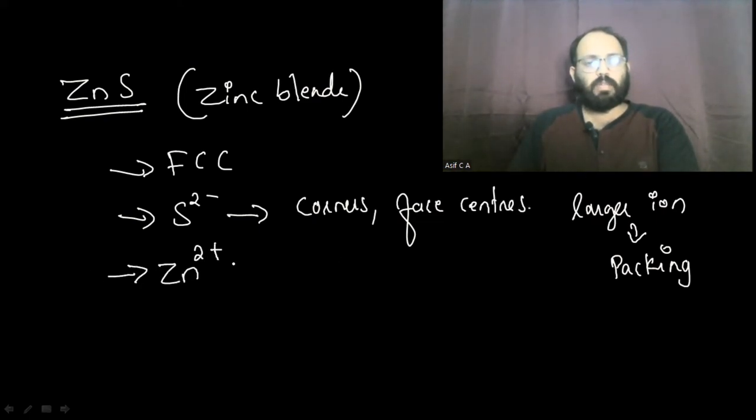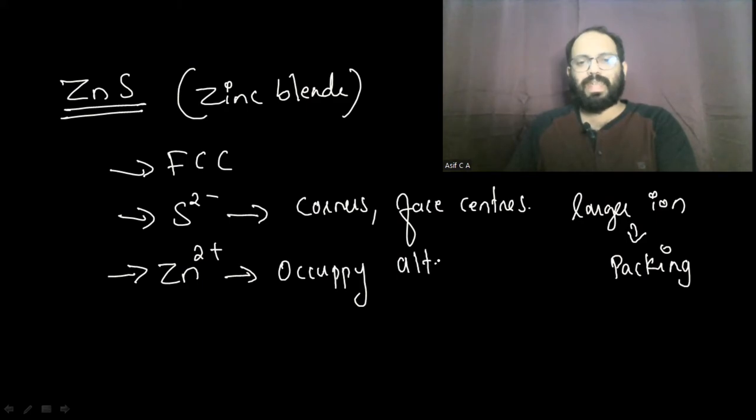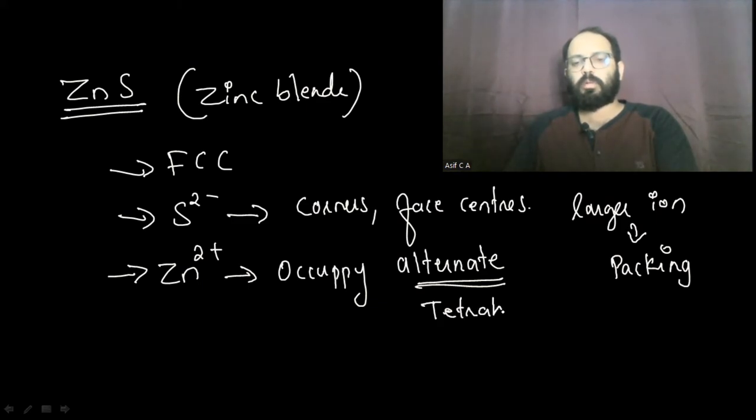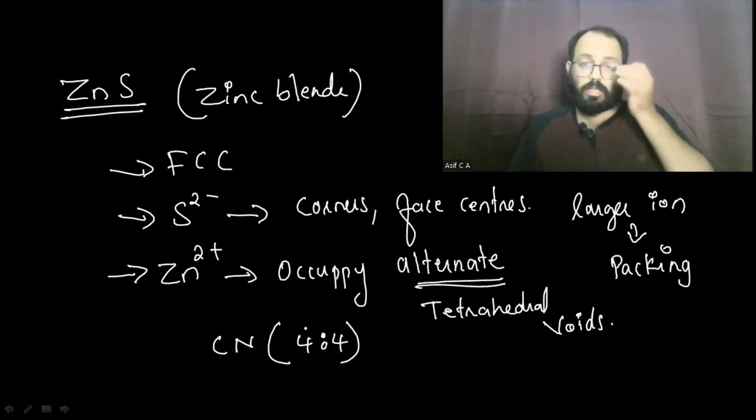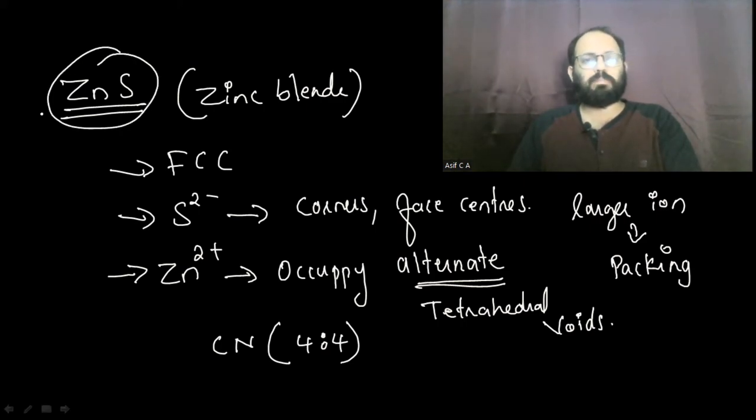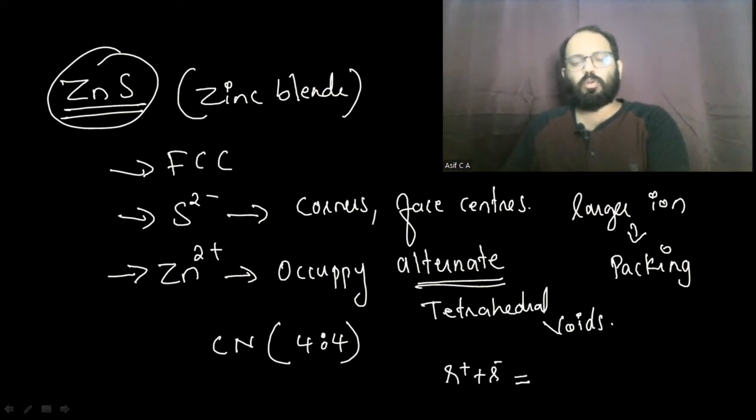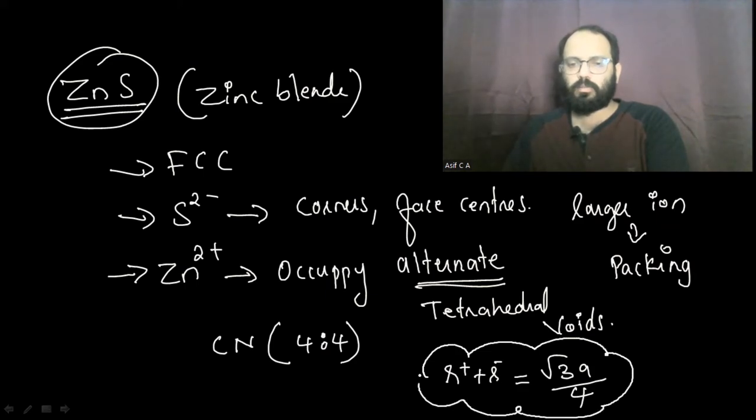Zn 2 plus, this is very, very important, occupies alternate tetrahedral voids. So you will get a coordination number of 4:4, because it is occupying alternate tetrahedral voids, and you will get the zinc blende structure. Just remember that. The equation for zinc blende, CaF2 and Na2O is the same: R plus plus R minus is equal to root 3 A by 4. Just remember that.